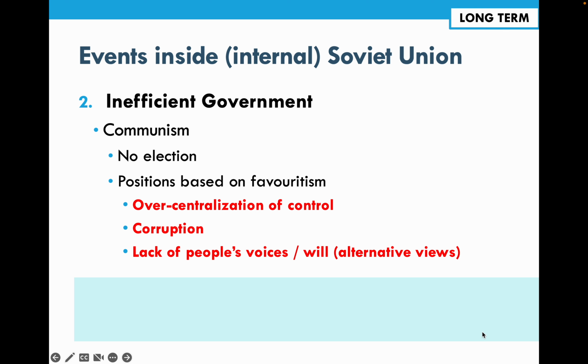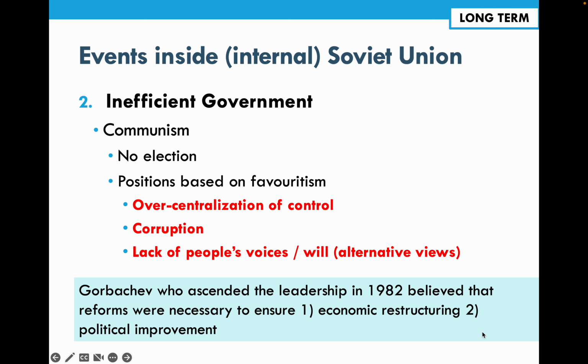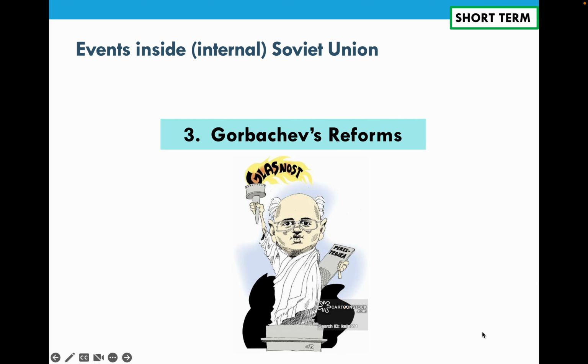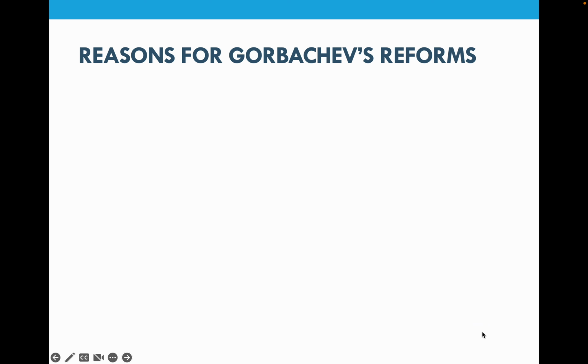Unfortunately, the government was also inefficient because communism being communism means that there's no elections, there's no checks and balances, positions were based on favoritism. So there's over-centralization of control, there's corruption due to lack of checks and balances, and because there's no elections, there's no opposition, this led to a lack of people's voice or any form of alternative views. So Gorbachev decided that he needed to reform the country economically and make efforts to improve whatever was happening in his country's politics. So he implemented two reforms, perestroika and glasnost.